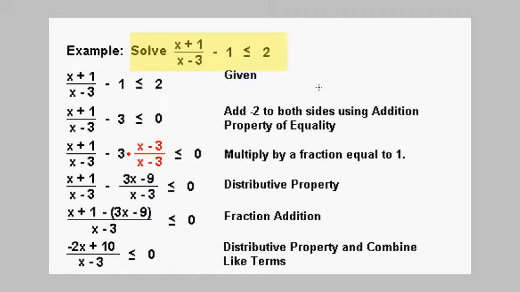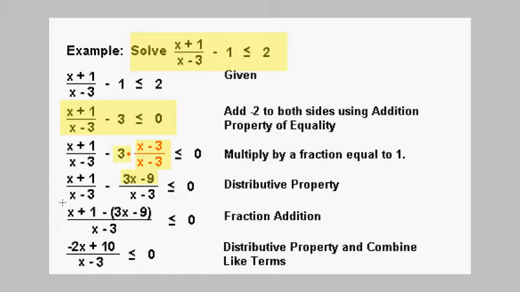We start by subtracting the 2 from both sides, and that gives us (x + 1)/(x - 3) - 3 ≤ 0. Now we want to combine that fraction with the minus 3. Well, we multiply the minus 3 by (x - 3)/(x - 3). This gives us a common denominator. Now 3 times the (x - 3) distributed out gives us 3x - 9 in that second fraction. So we have (x + 1)/(x - 3) minus the fraction (3x - 9)/(x - 3).